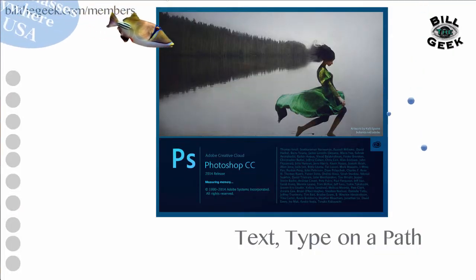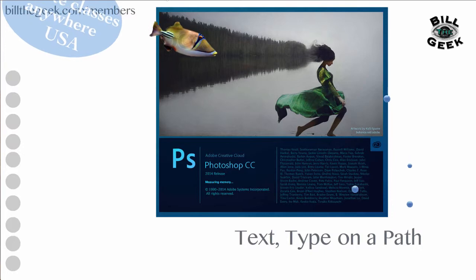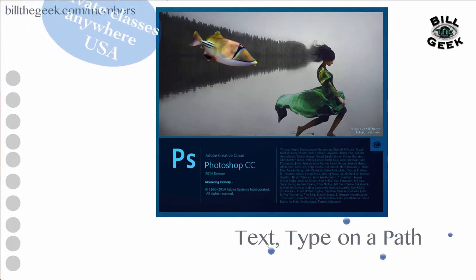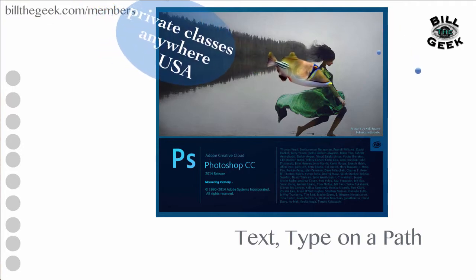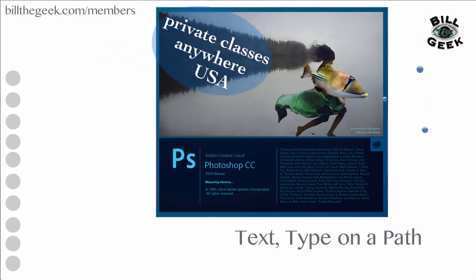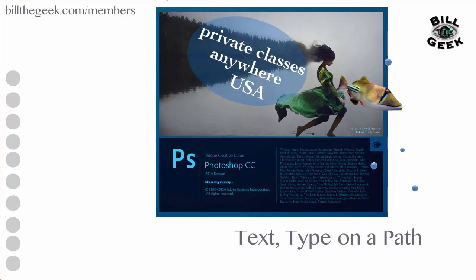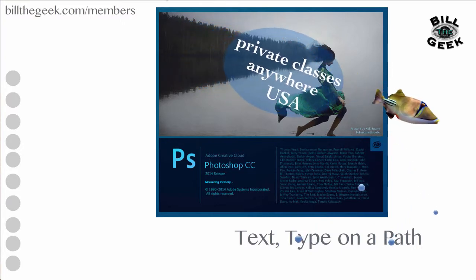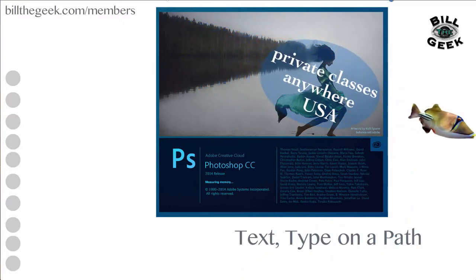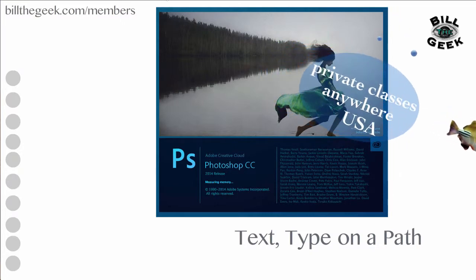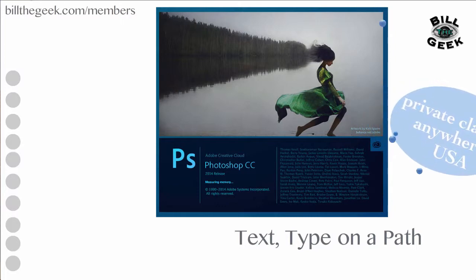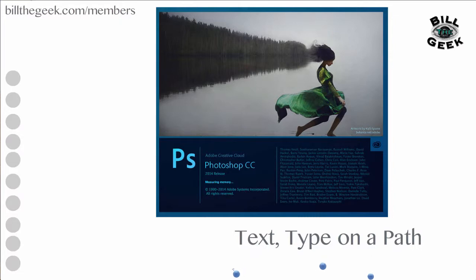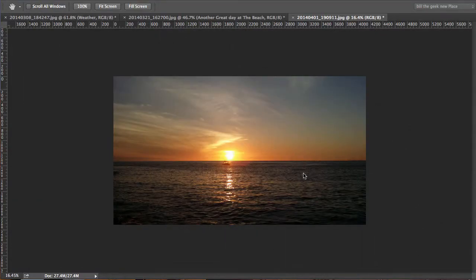Now let's talk about text and typing on a path, which is new to Photoshop. You could do it in Adobe Illustrator for the last 85 years, but in Photoshop the ability just popped up maybe 18 months ago. And it's really cool. It's always been one of my favorite things to do in Illustrator, and it gives you a lot of options to add to your Photoshop art. So here we go.